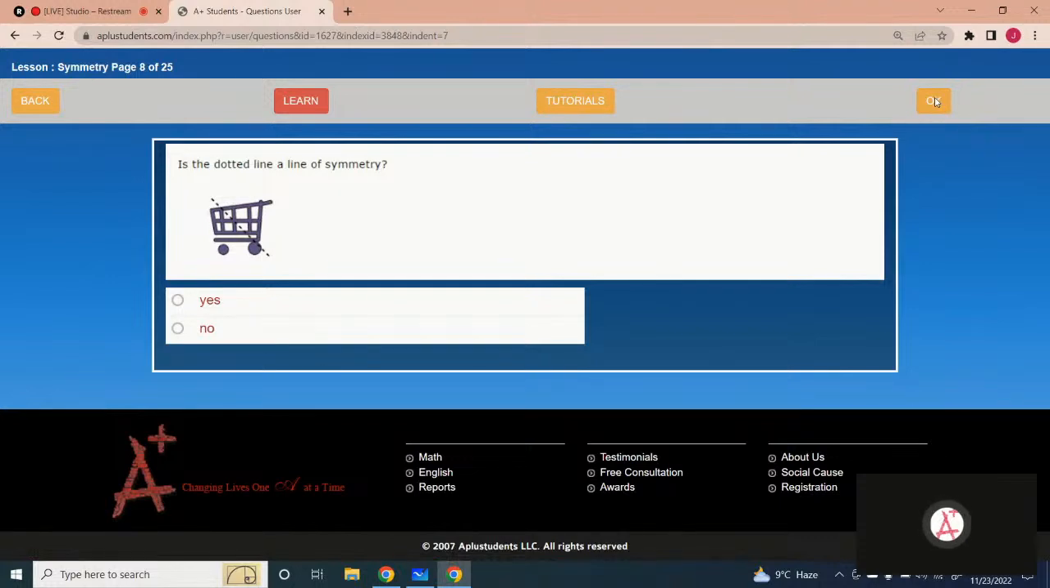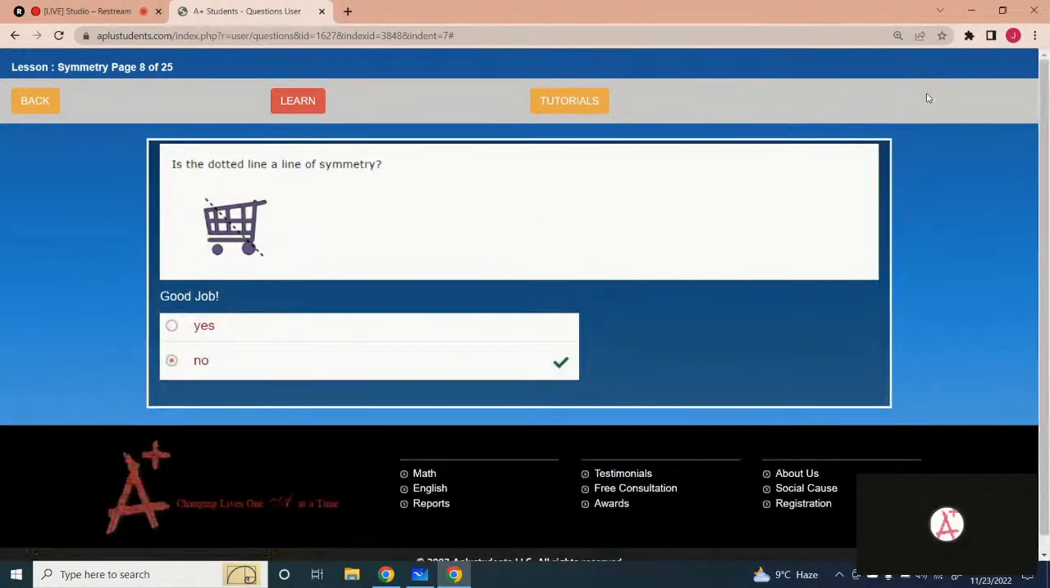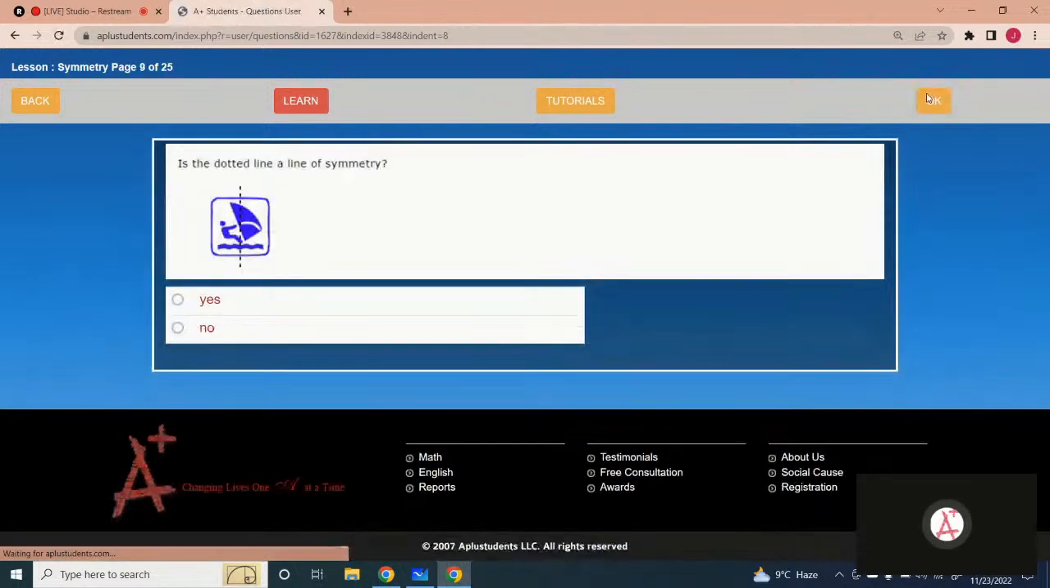Okay, is the dotted line a line of symmetry? Yes or no? No, it is not, because when you fold the image along the dotted line, it does not match up. So the answer is no. Emmanuel, it is no.